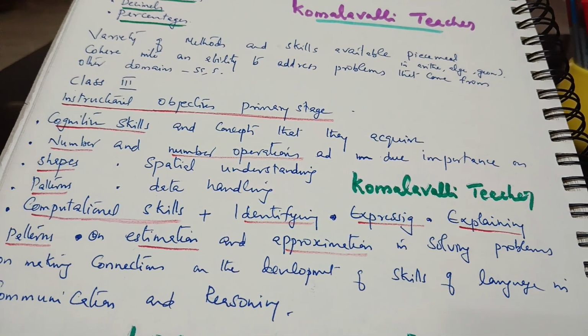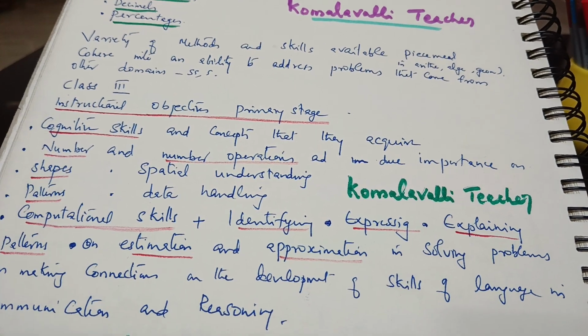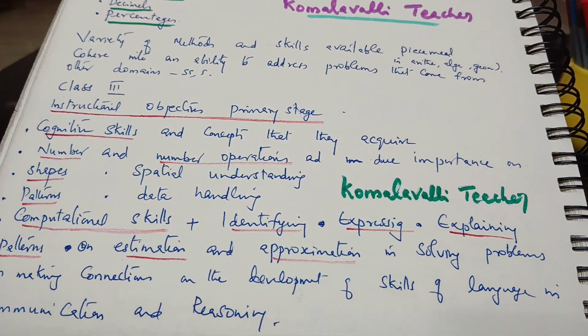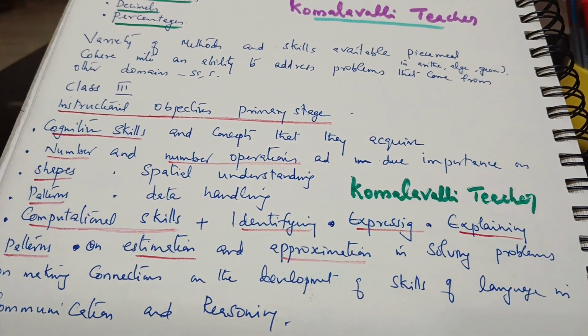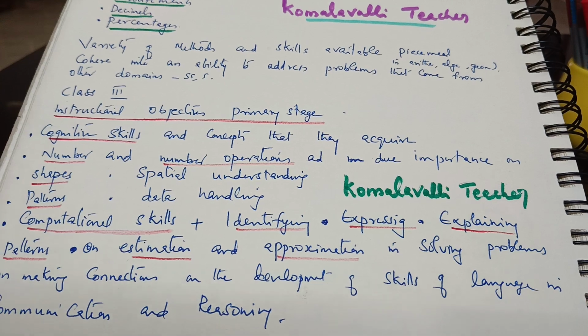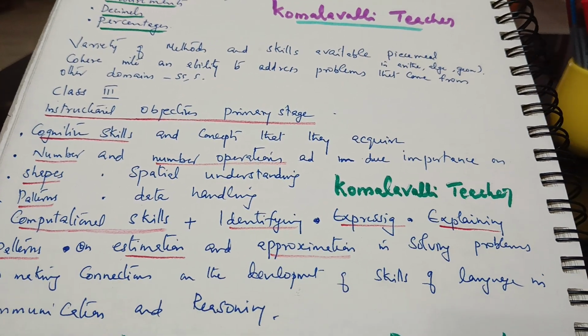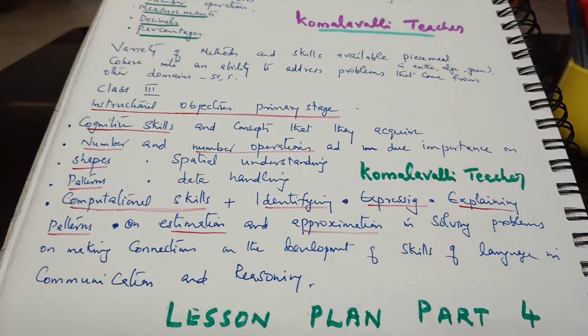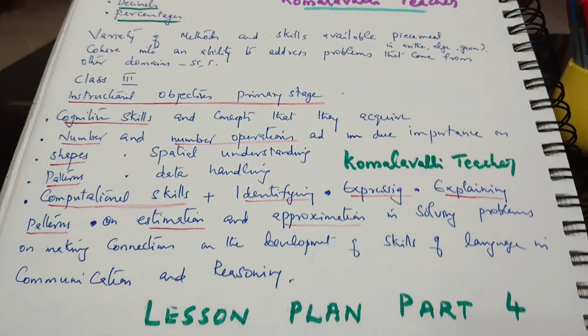It is how many chocolates you have, what about the colors, how many red I got, how many green I got, how many blue I got, whatever the toys they are having. You're understanding the patterns, and patterns we will learn more. Estimation, approximation, solving problems, making connections, and the development of skills of language, as the child starts to say about it through language in communication and reasoning.